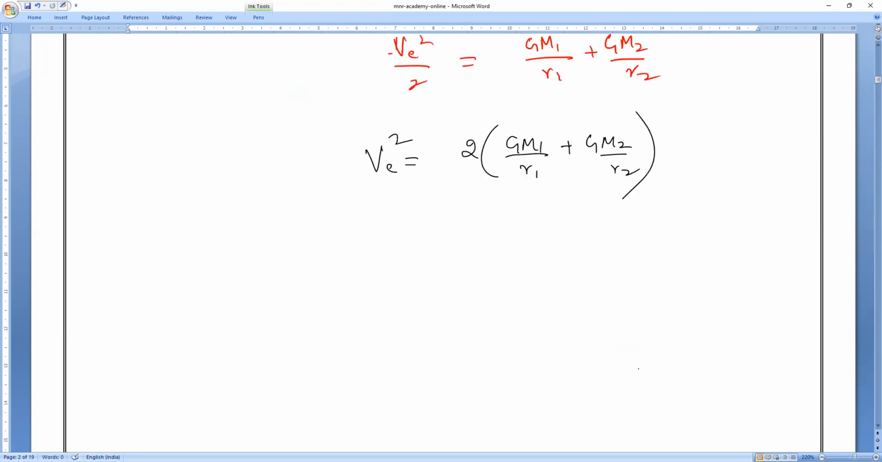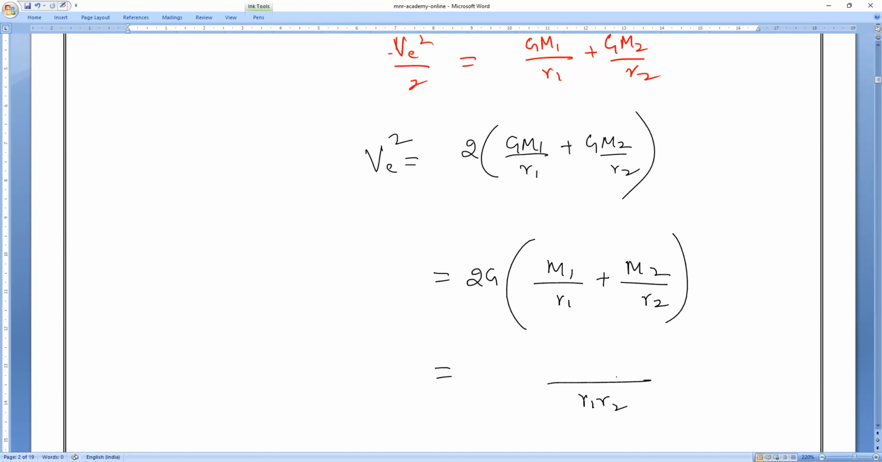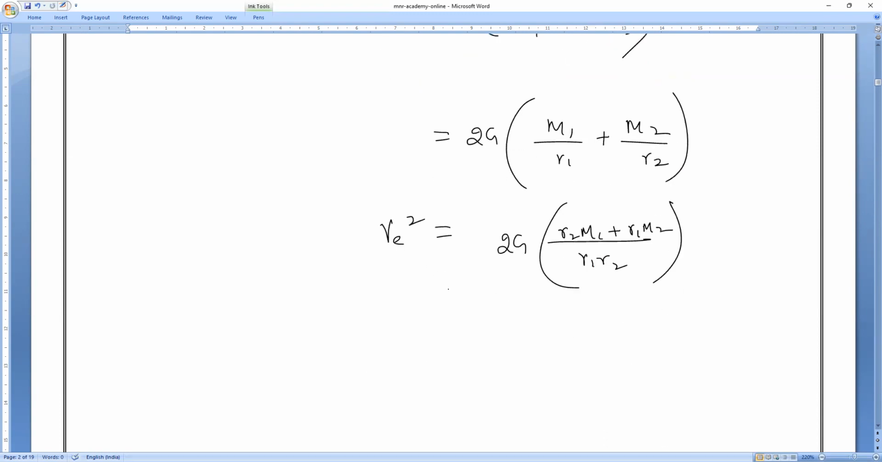Now in both cases G is common, so I'll take this G outside. So 2G into M1 divided by R1 plus M2 divided by R2. Now I will take the LCM, R1 R2 is the LCM. If we take it, what will happen, everybody? It becomes R2 M1 plus R1 M2 divided by R1 R2, into 2G, which is equal to the square of the escaping velocity.